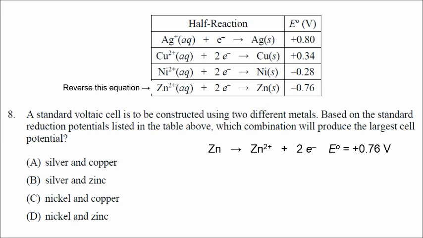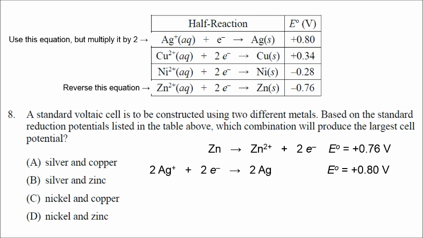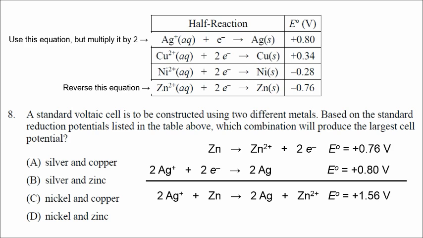The other one I want to pick is the silver. I'm not going to reverse it, but I am going to multiply it by 2 to get the electrons to cancel out. This does not change the voltage, so I still have 0.8. But 0.76 plus 0.8 is 1.56. That is the largest cell potential I could get from this information. So correct answer is silver and zinc, which is B.